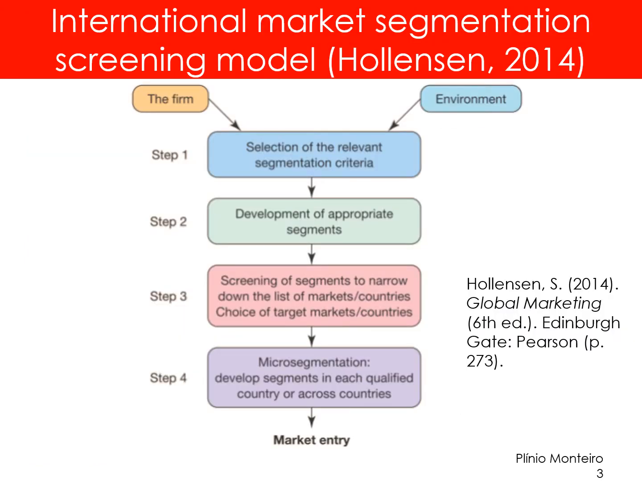We say that international market segmentation is based on these four steps. Thinking about the firm and environment, the first step will be selecting the relevant segmentation criteria, basically the variables that you're going to use for creating your segments. After that, you're going to develop appropriate segments of countries, and in that case, you're going to create categories of countries where you can develop your strategy.